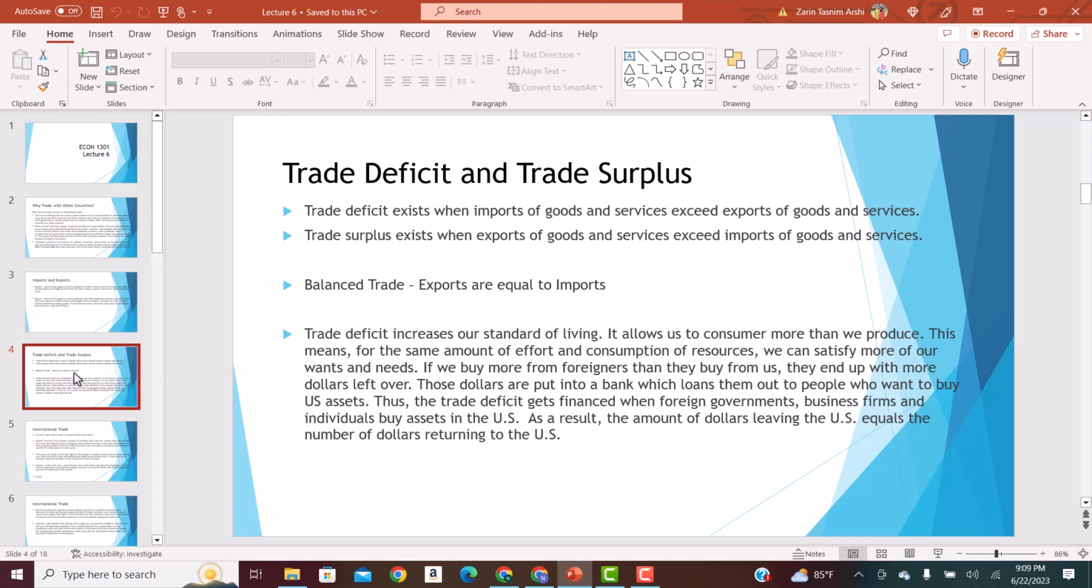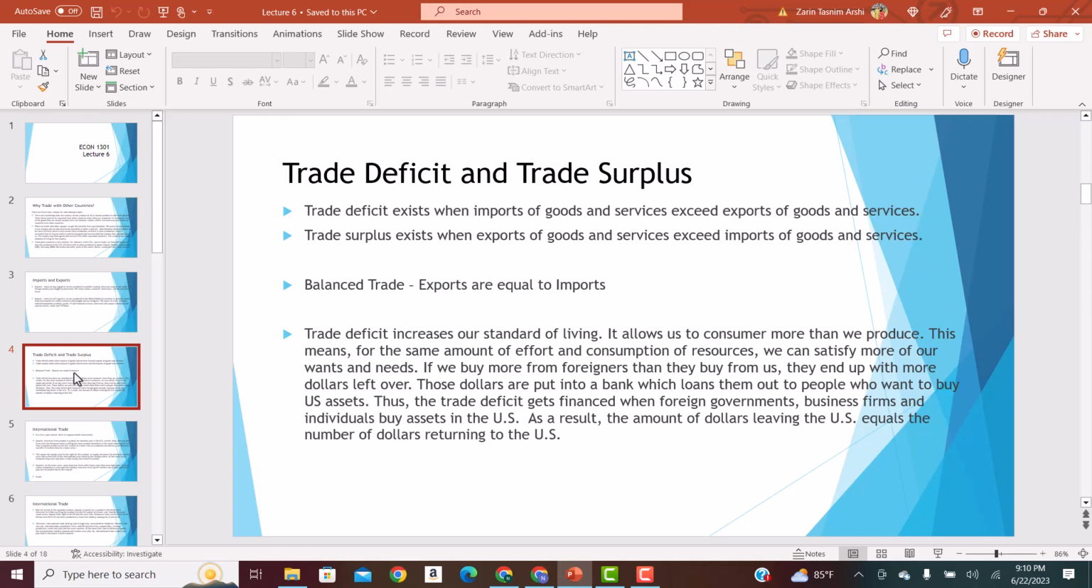Trade surplus is the opposite, when exports are greater than imports. So when we are selling more goods to foreign countries versus purchasing less from foreign countries, that is a trade surplus. Again, exports are greater than imports, and balanced trade happens when exports are equal to imports. Trade deficit is actually kind of a good thing, because it increases our standard of living. Again, because of trade deficit, when we import more, consumers have more choices, and their standard of living increases.